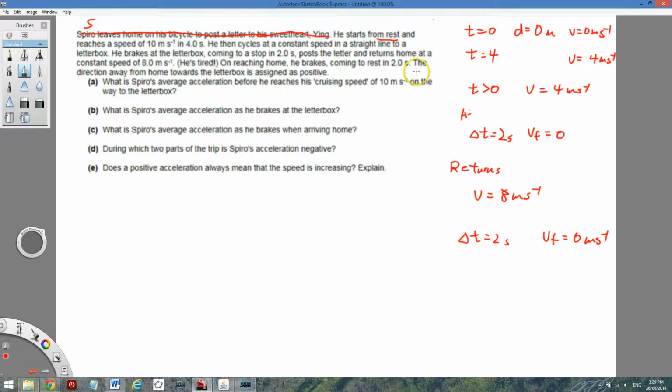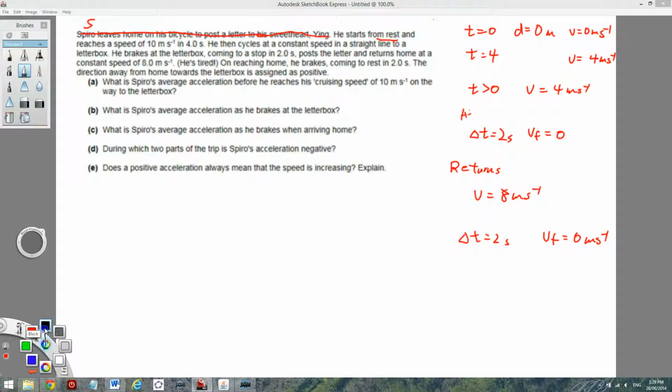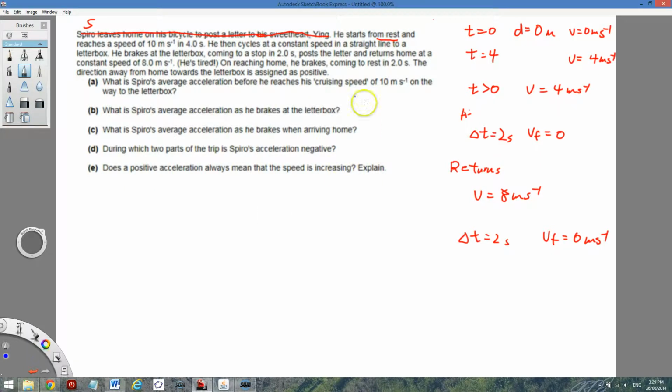So when doing those kinds of questions, try to rewrite and reorganize this in your own words, but make sure you have all the numbers calculated and written down somewhere. Also be careful with the word rest. When it starts from rest, it means t equals zero, the distance equals zero, and the initial velocity is zero. Now let's do question A.